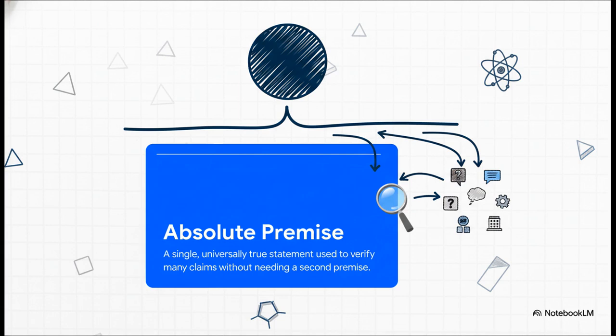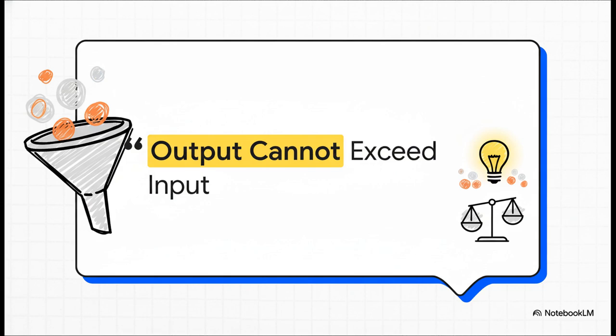So what makes an absolute premise so special? Well, it's a statement that is always true, no exceptions, everywhere, all the time. The cool part is you only need this one statement to test all sorts of other claims. You don't need any other supporting arguments. And for our explainer, we're going to use the perfect example of an absolute premise. Output cannot exceed input. It sounds so simple, but it's a really profound and universal truth, right? You just can't get more out of something than what you put into it.